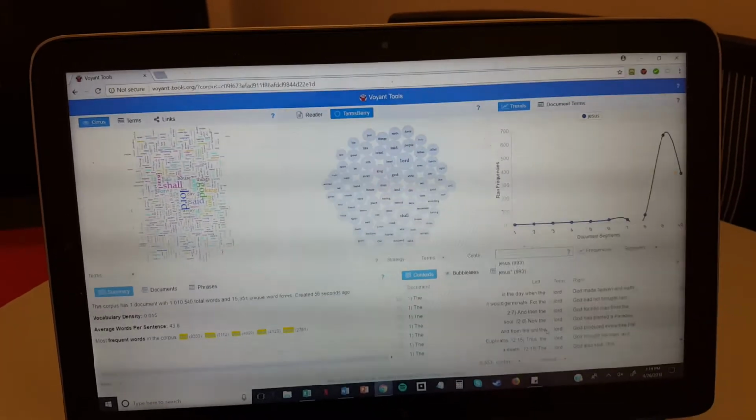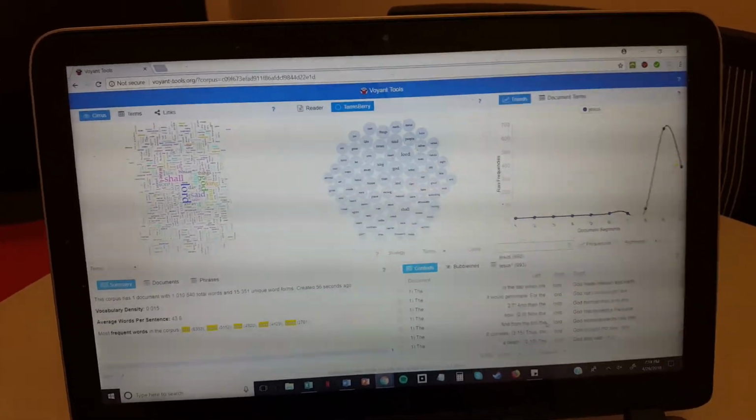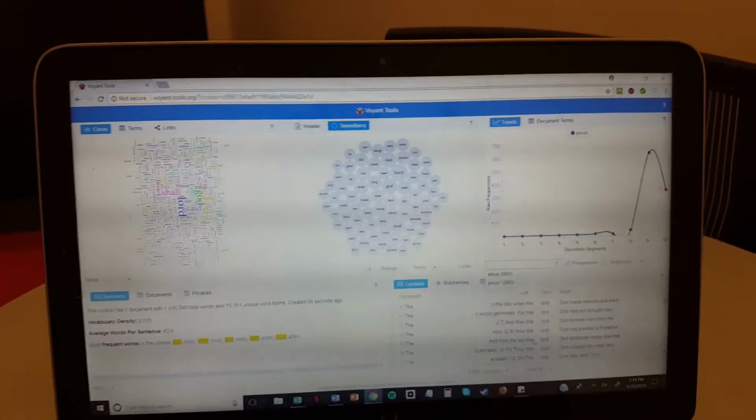So it's a really cool way to get to know what's in the document without spending the time to go through it yourself. So it was really cool.